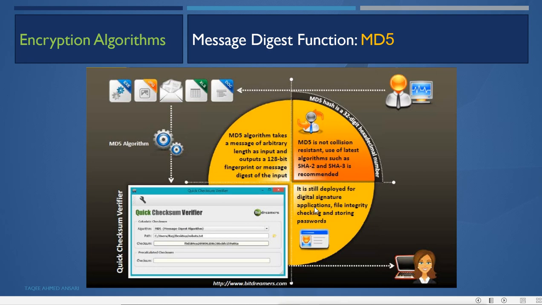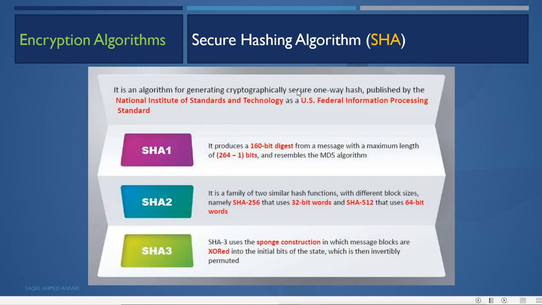Then we have the secure hashing algorithm, SHA. It is an algorithm for generating cryptographically secure one-way hashes, published by the National Institute of Standards and Technology as a US Federal Information Processing Standard. We have SHA-1. It produces a 160-bit digest from a message with a maximum length of 2^64 minus 1 bits, and it resembles the MD5 algorithm.